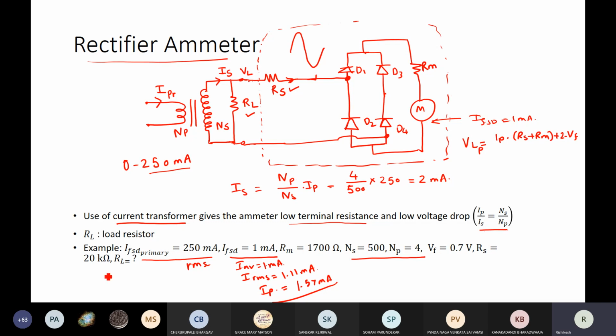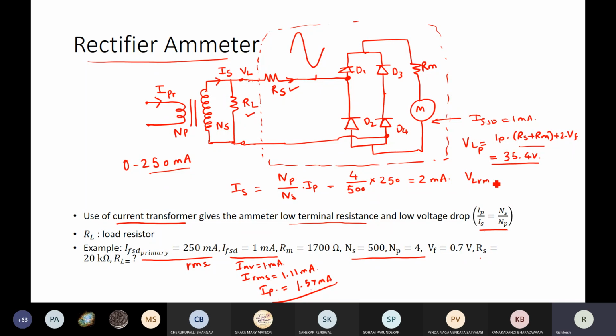Now one more thing is mentioned. RS is given, RM is also given. You have just calculated the I peak that will flow through the meter, 1.57 milliampere, into 2 into VF, which we consider as 0.7. How much is this? 35.4 volts. Now this is the peak voltage.